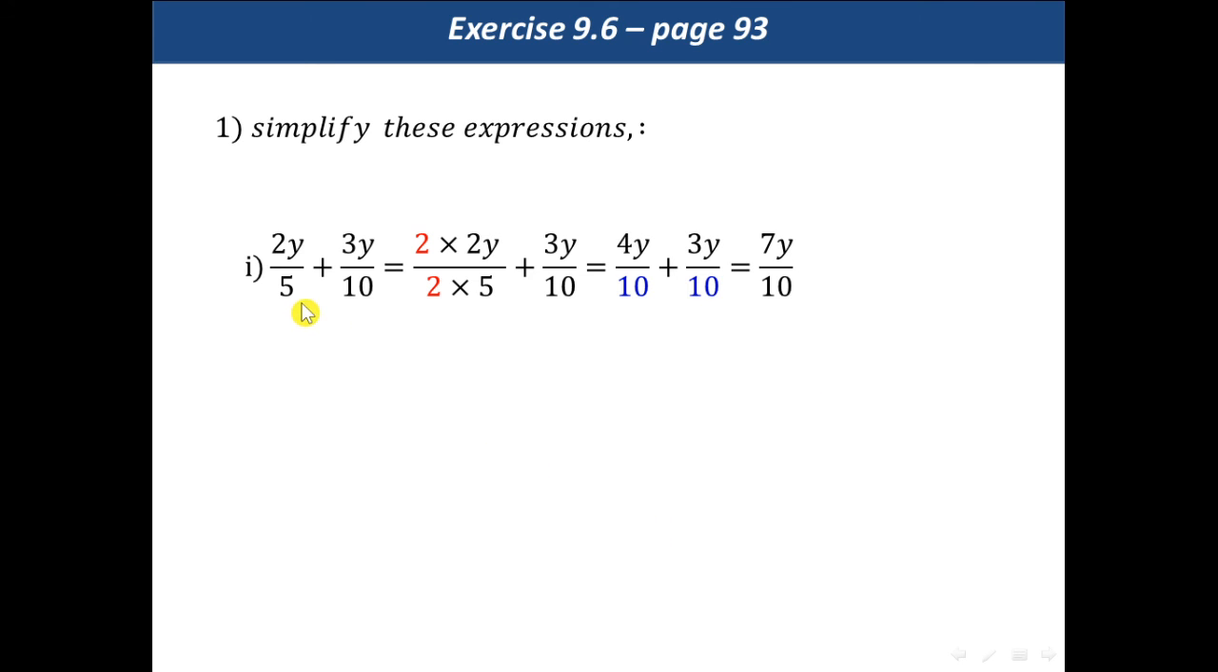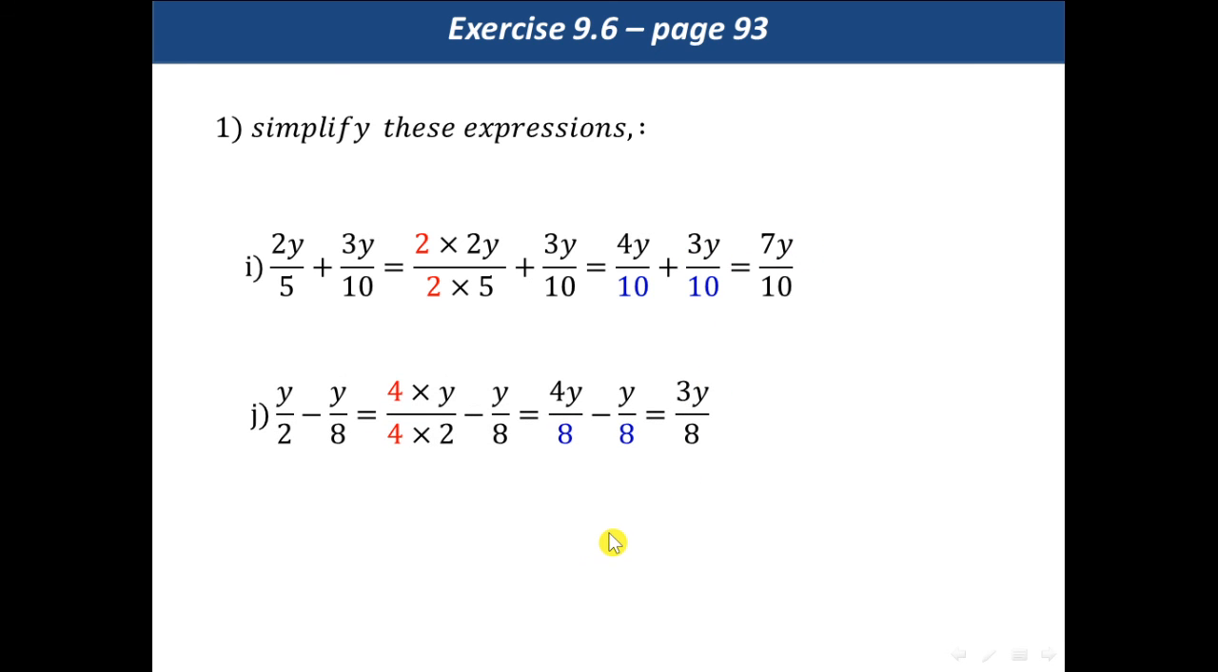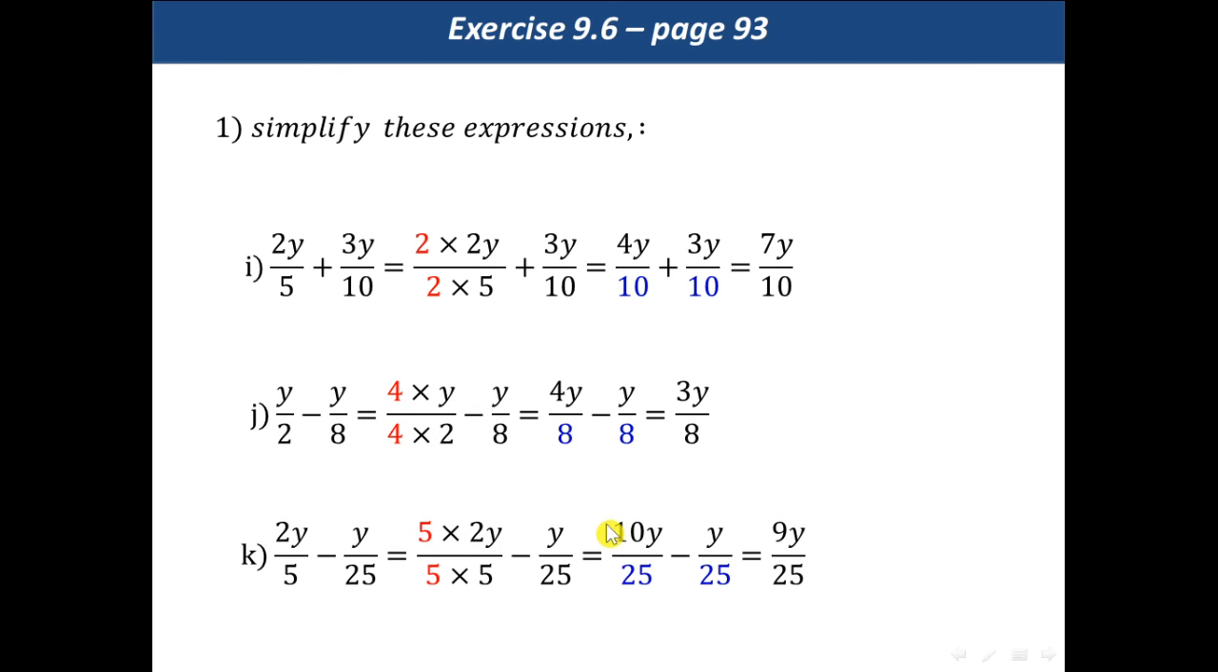So what I do with the 5, I multiply it by 2. Because I multiply the denominator by 2, you have also to multiply the numerator by 2. So we have now 2 times 2y equals 4y, and here is 10. Now I have two fractions with the same denominator, so I choose only one, and I add the 4y with 3y very simply, which gives me 7y. The same for the j and the same for k.